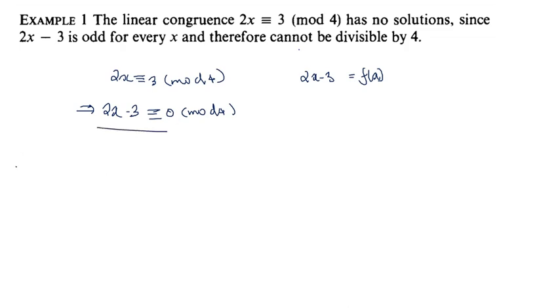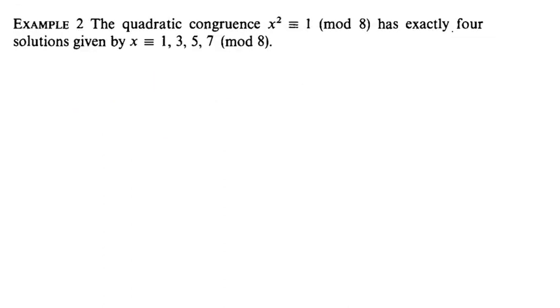Here we will get that no integer satisfies the congruence, because 2x minus 3 is an odd integer and 4 does not divide an odd integer. Therefore, the congruence 2x congruent to 3 mod 4 has no solutions, because it is an odd integer and 4 does not divide an odd number.